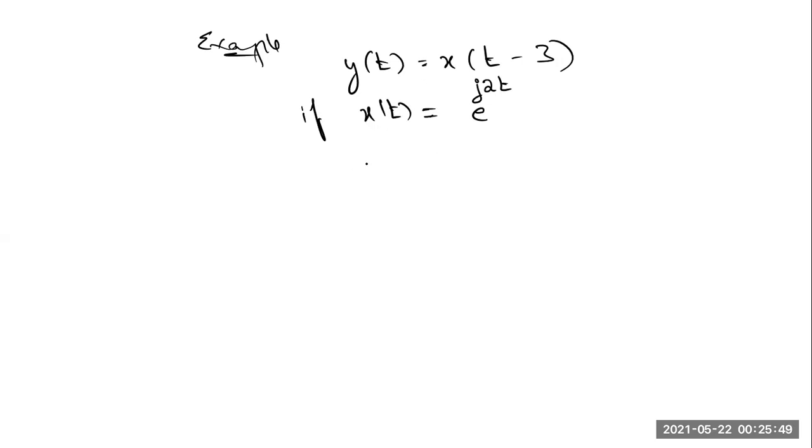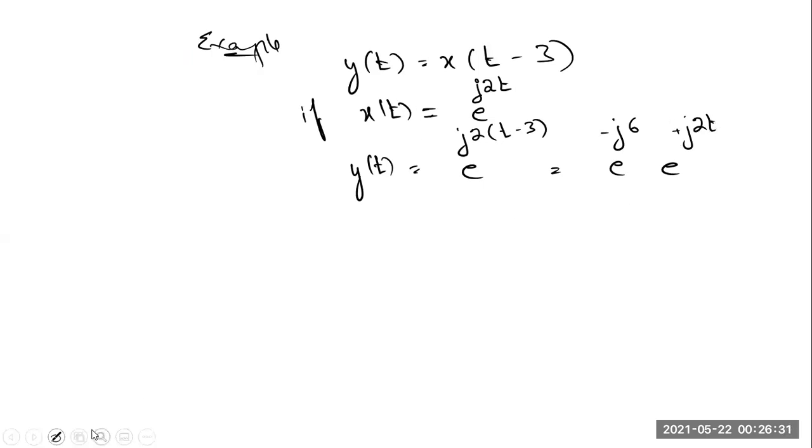What is going to be the output? The input output relationship is simple enough. Output is simply the shifted version of input, and the shift is equal to 3. So if input is like this, output will be e raised to power j2, and in place of t I will write t minus 3, and then you can express this as e raised to power minus j6 and e raised to power plus j2t.